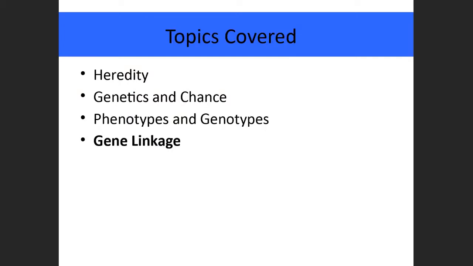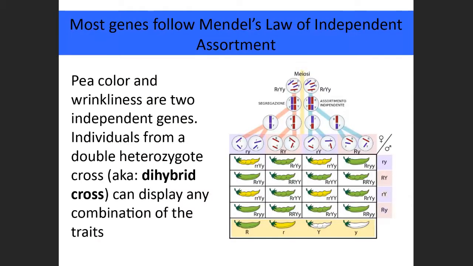And then finally, we have discussed all of this time how genes are independent of one another, right? And they have this independent assortment during meiosis, right? So if we're looking here at pea color and pea wrinkliness, they're separate traits, right? So you can have a wrinkly yellow pea, or you could have a smooth yellow pea, which is what we see down here, right? Or you could have a wrinkly green pea, or you could have a smooth green pea. Wrinkliness and color are separate things.